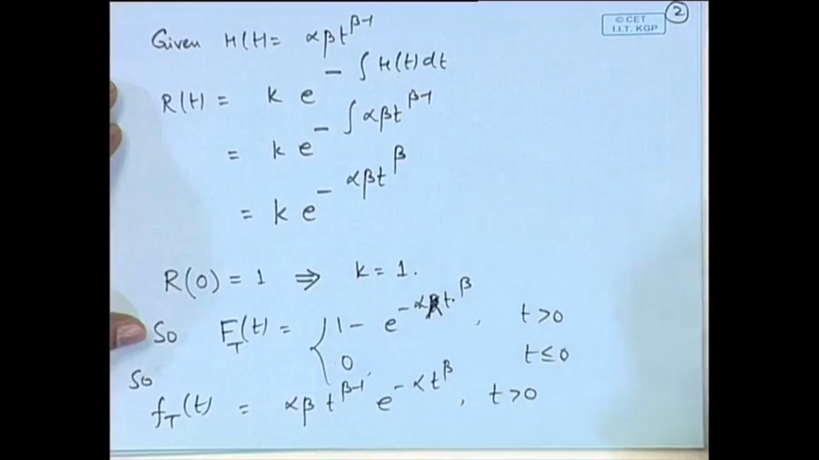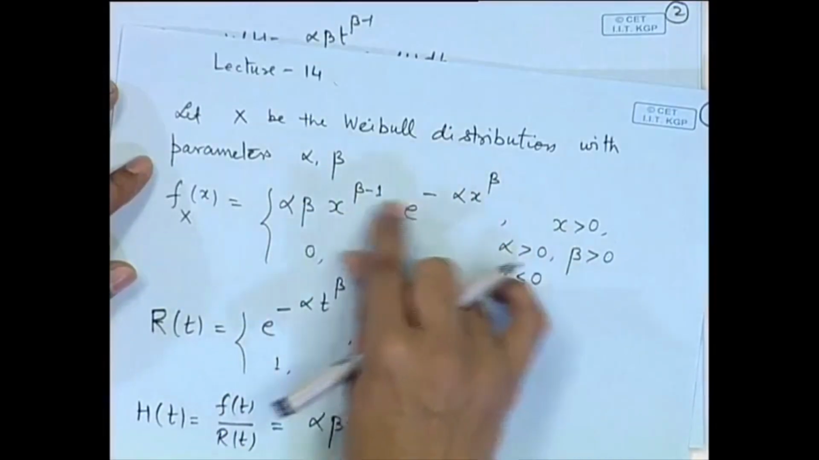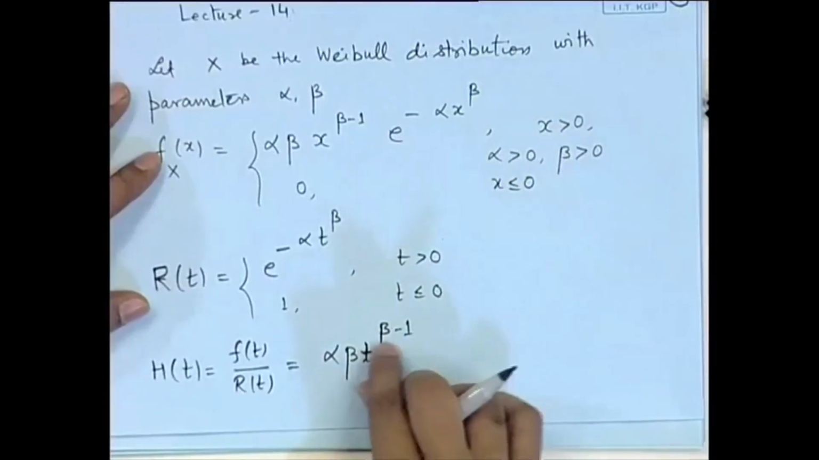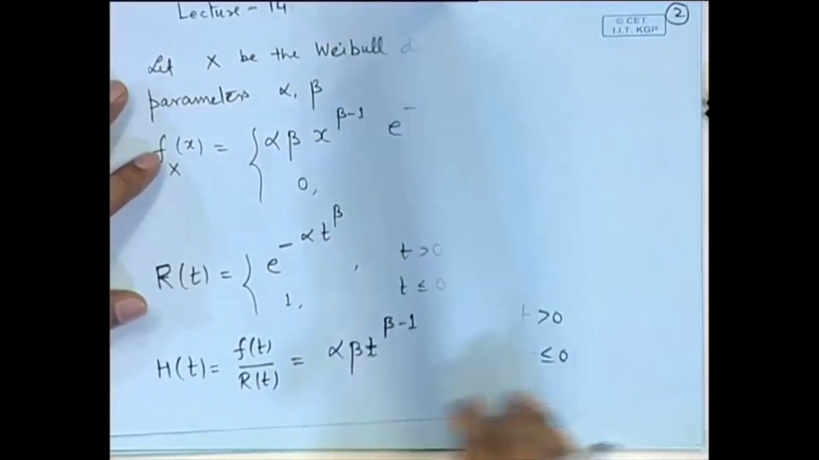Let us consider the special case here, beta equal to 1 in the Weibull distribution, which corresponds to the exponential distribution. If we take beta equal to 1 in the hazard rate, this becomes simply alpha, that is a constant. Now, this is interesting.